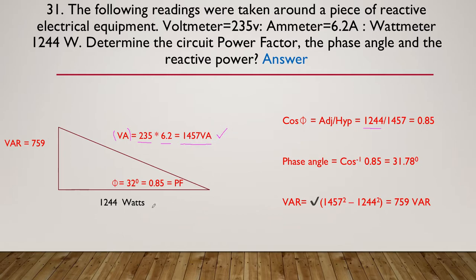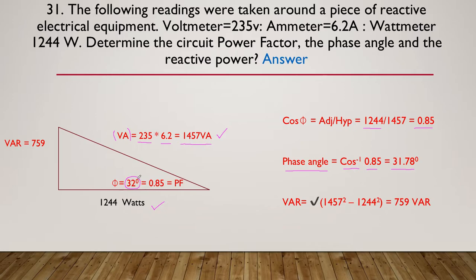So now we have two sides of the triangle. So 1 and 2. We have the phase angle, so we can work out the phase angle simply by going cos to the -1 of the 0.85 ratio, and if you punch that into a calculator you should get 31.78. So close enough to 32 degrees. So 32 degrees is theta.